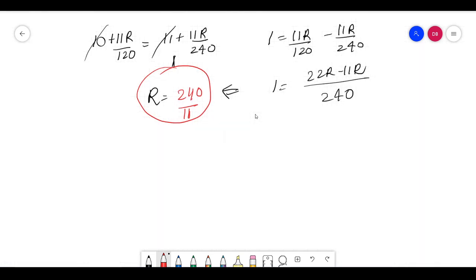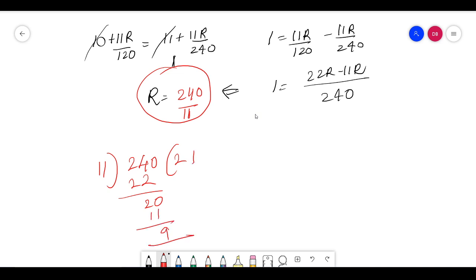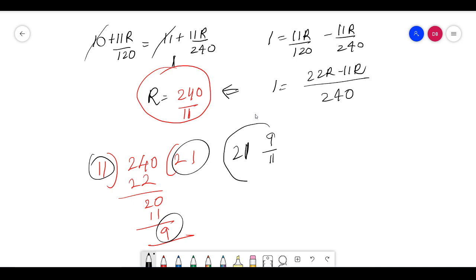Let me explain how to solve it. It's simple. We have 240, so 11 2s are how much? 22, right? So we have 2 and 0, and 11 ones are 11, and you are left with 9 as remainder. So the final answer is going to be 21, and then 9 by 11. So 21 9 by 11 is going to be the final answer for this question.